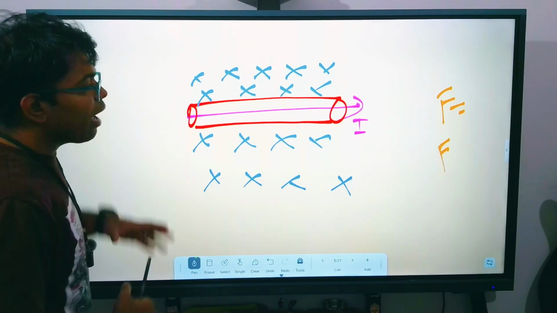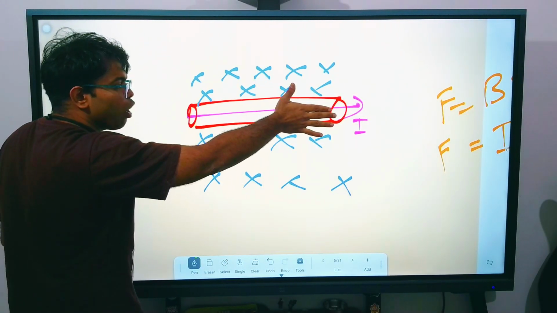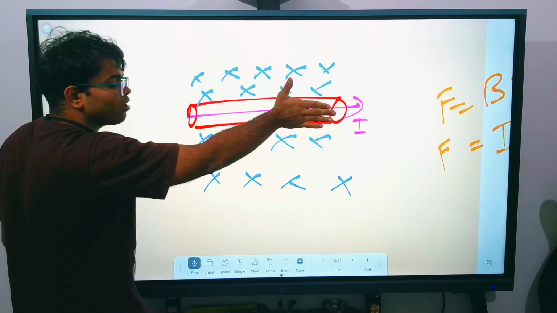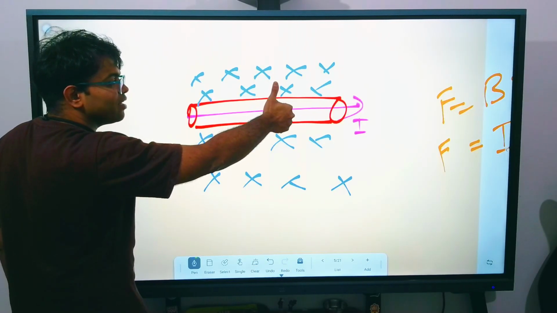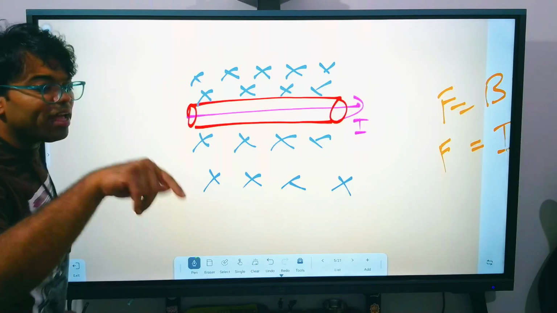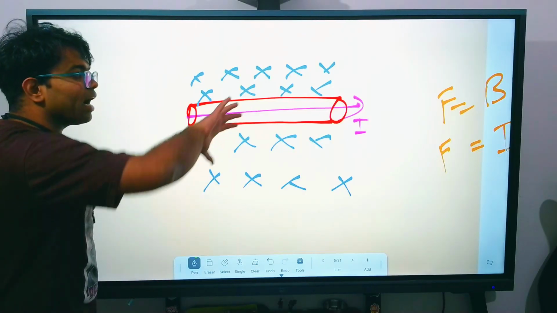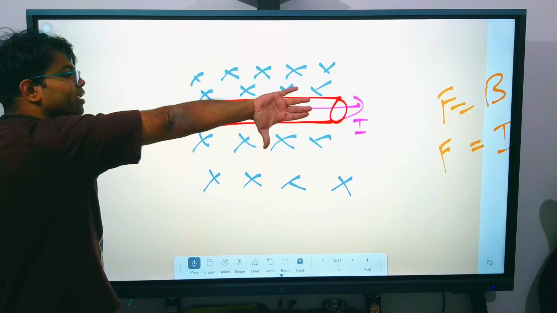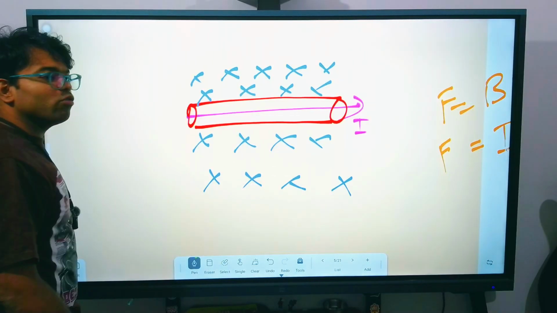So what is happening here? You have current in this direction. Magnetic field is in the inside direction. So you're curling your fingers in the direction of magnetic field. What happens? The conductor is experiencing a force in the upward direction. Now imagine if the magnetic field were coming out, then the current would be in this direction. You will have to curl your fingers like this to reach your magnetic field. So the force will be in the downward direction.